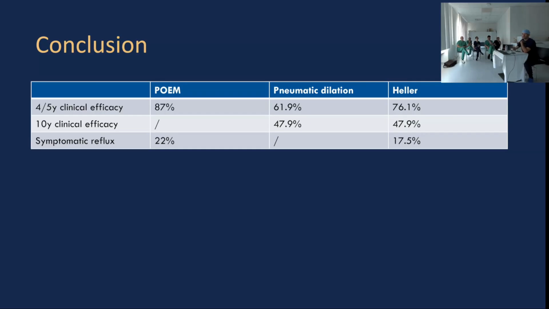But reflux, it's interesting as well that this is similar between the two after Heller and POEM. And I will just say the number of patients where you can't manage their reflux with PPI is very low. I'd say it's about 1 to 2%. So PPI is the answer. The patients often don't want to take PPI all the time, and that's another story. But we do have the means by which to manage it.